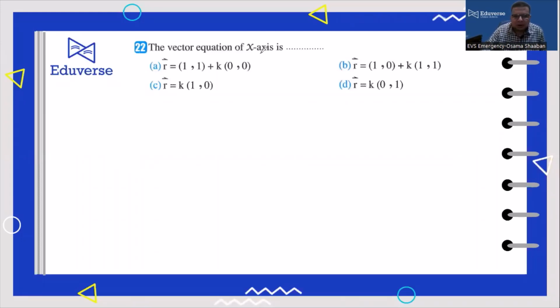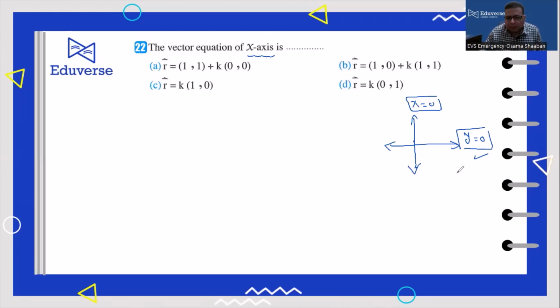The vector equation of the x-axis. You remember the equation of the x-axis is y equals 0, but the equation of the y-axis is x equals 0. I need the equation of the x-axis, so y equals 0. And the slope of a line parallel to the x-axis is 0, so the slope is 0.